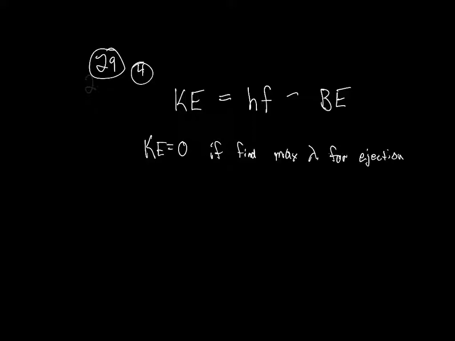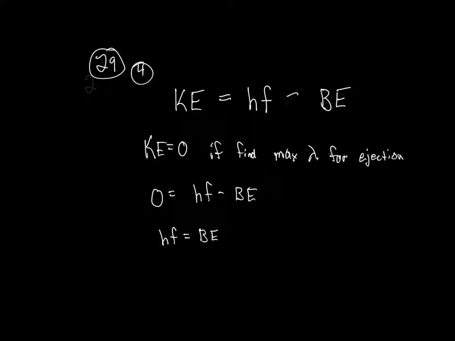So that helps us out. That tells us 0 is equal to H times F minus the binding energy. So then we also know H times F is equal to that binding energy. I just did algebra to move the binding energy over to the other side. Add binding energy. H times F equals the binding energy. And I'm looking for wavelength.